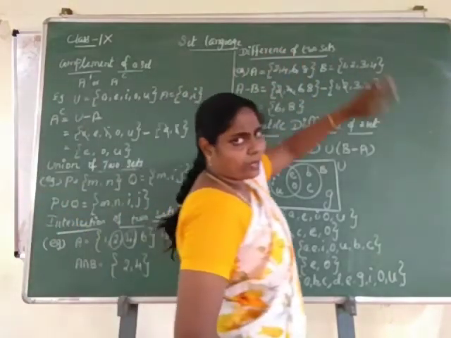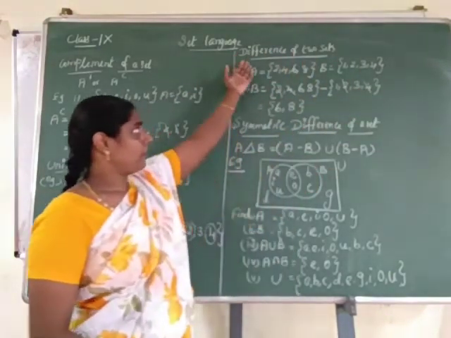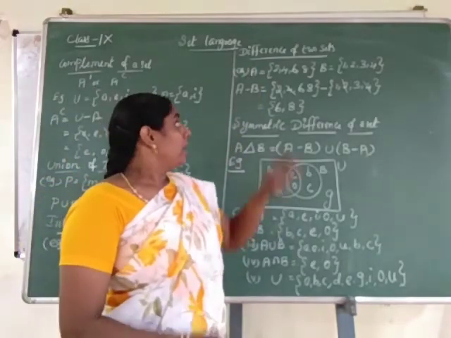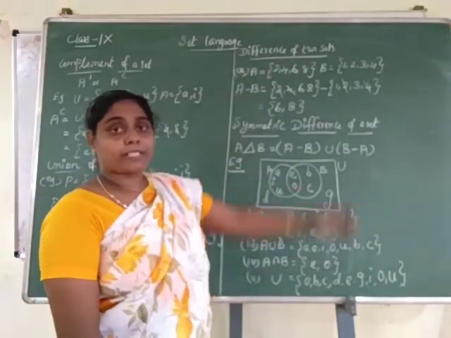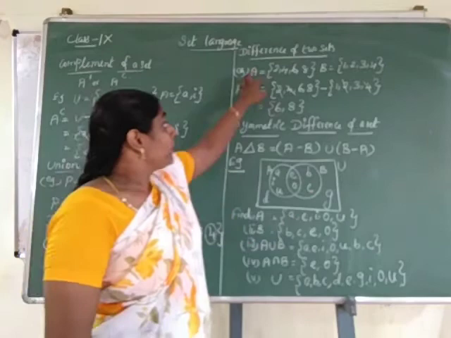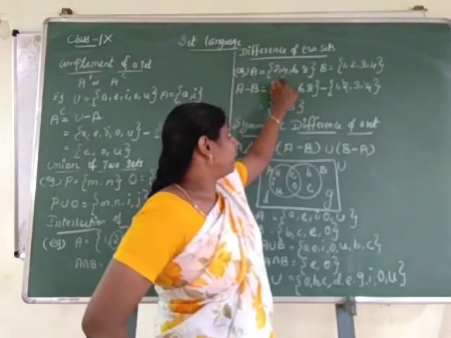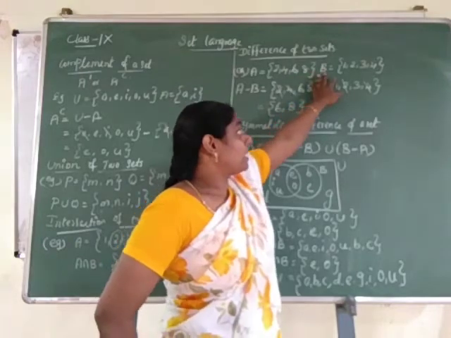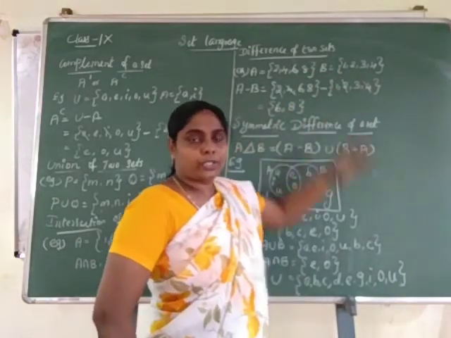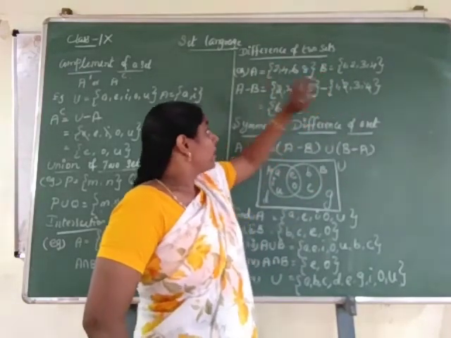Next, let's come to the difference of two sets. What is meant by difference? Difference means subtraction, so we are going to find the subtraction between two sets. Go through this example. A is equal to 2 4 6 8 and set B is equal to 1 2 3 4. These are the two sets taken for us.